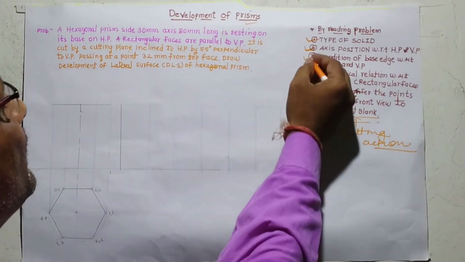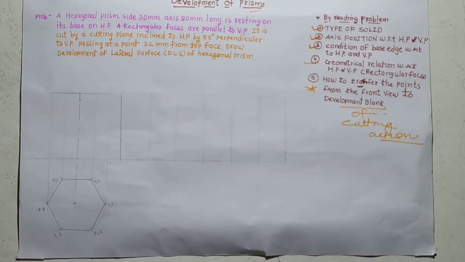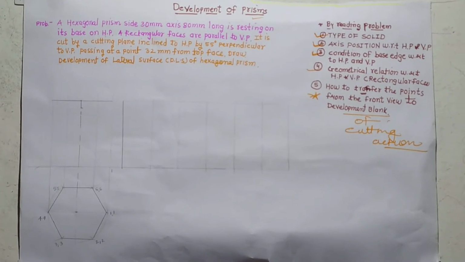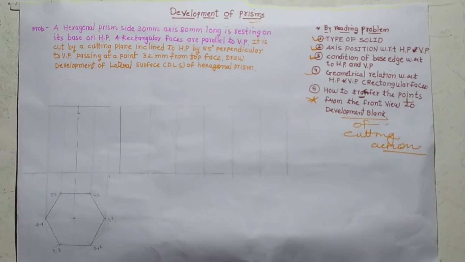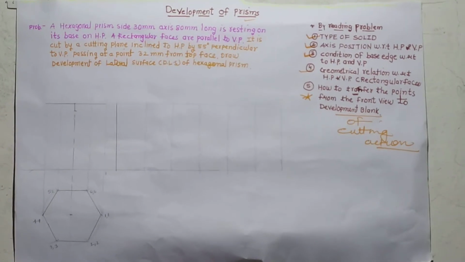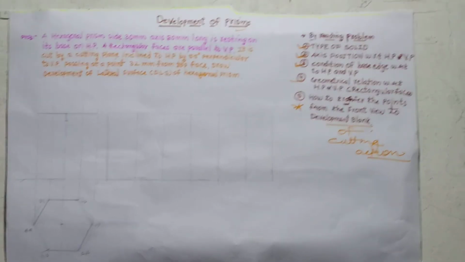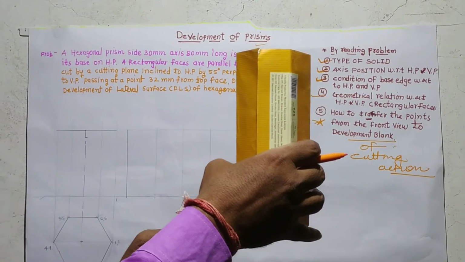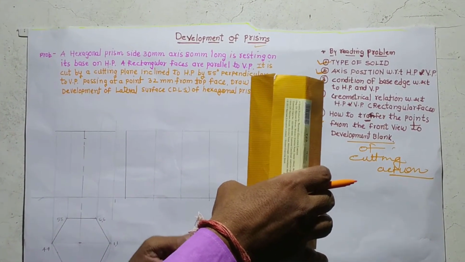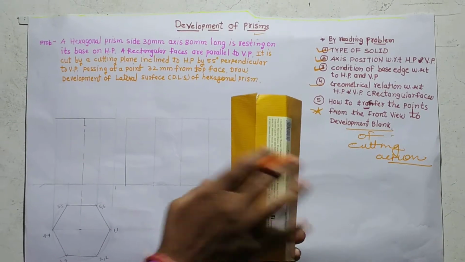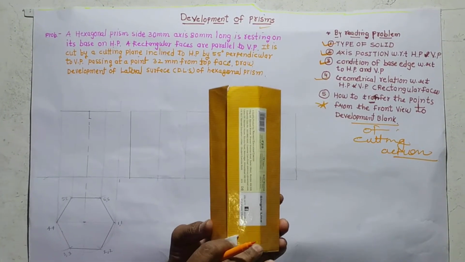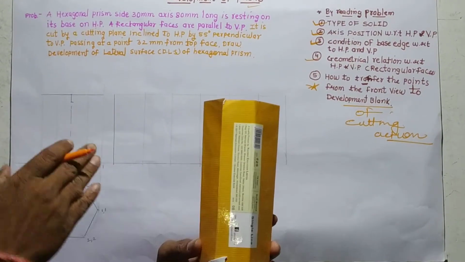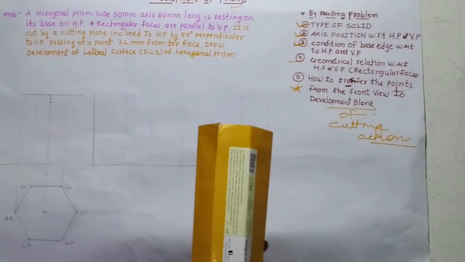Next, the condition of base edges, that is related to the prism. For example, if you take a hexagonal prism, this is the hexagonal prism, and if its base edge is parallel to VP, it is nearer to VP. And second, the opposite rectangular face is parallel to VP and nearer to the observer but away from the vertical plane. That is the condition.